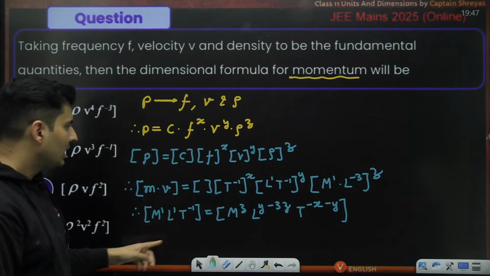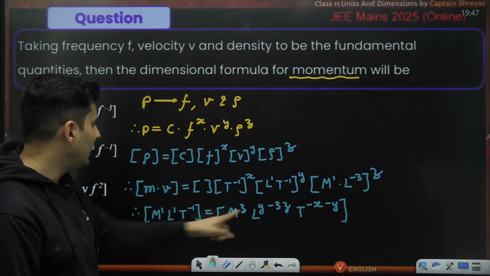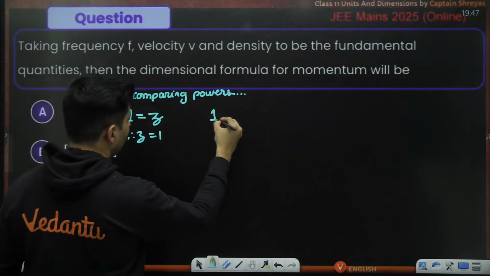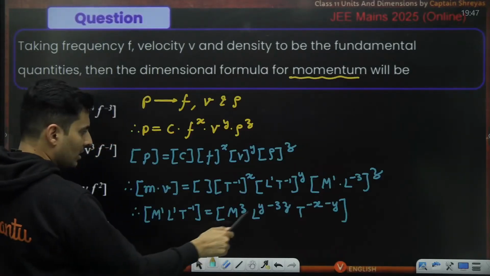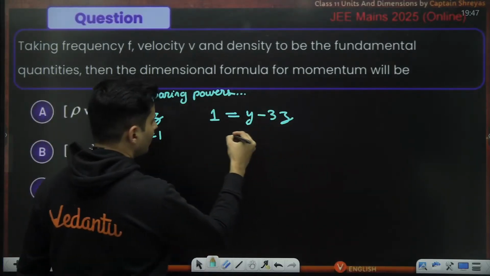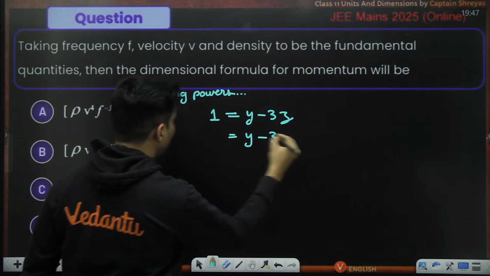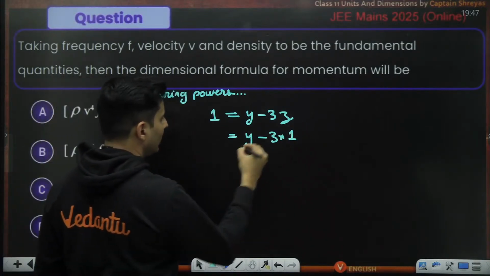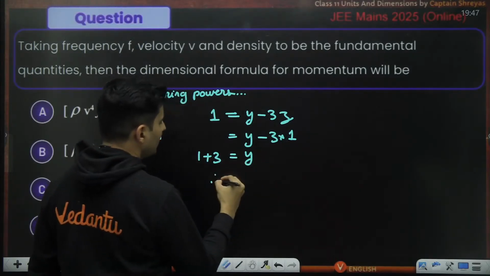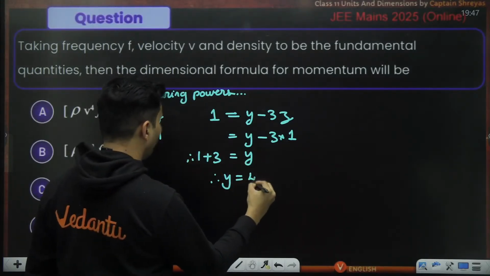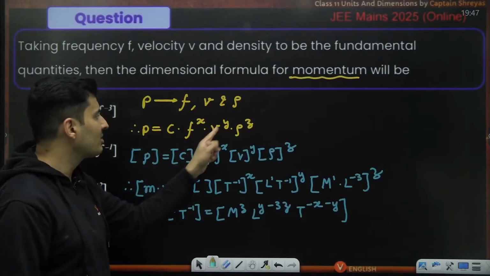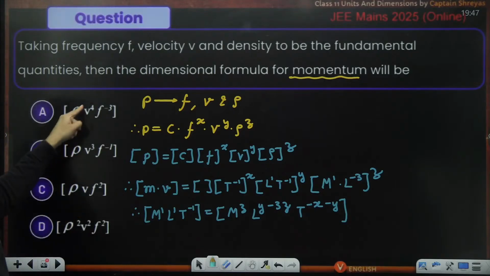Next, let's look at length over here. Left hand side, it is the number 1. Right hand side, what is it? Y minus 3Z. But wait a minute, Z value, I just told you, is 1. So put Z as 1: Y minus 3. If it goes on the other side, 1 plus 3 is Y. Therefore, Y is equal to 4. Whose power was Y? It was speed. So speed should be raised to 4. It is there only over here.